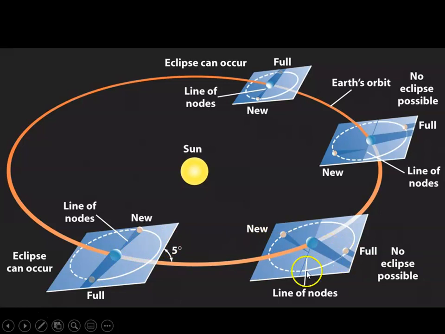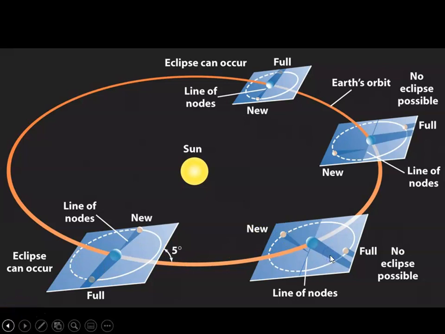Now, in this case, the line of nodes is always pointed toward the same point in space. I'm sure it's pointed toward some particular star. I don't know which one, but it's pointed toward some particular point in space. But when the moon passes through the line of nodes, that's not during a full moon or new moon phase. That's during some other phase, so you're not going to expect an eclipse. And when it is in its new phase or full phase, it's not near the line of nodes, so you don't get an eclipse.